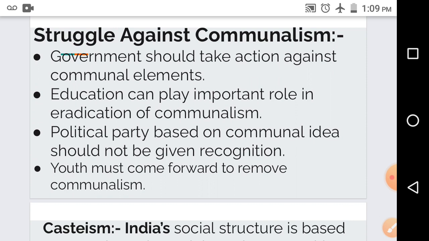Youth must come forward to remove communalism. With the help of radio, TV, and cinema, which are the best audiovisual aids to reach the common people, the message of secularism can be spread. Such types of programs should be telecast which promote national interest and nationalism.